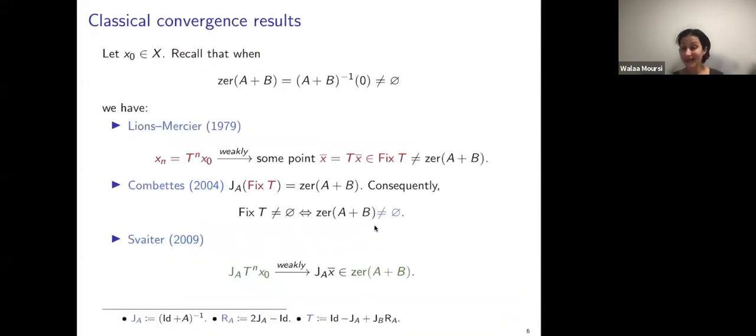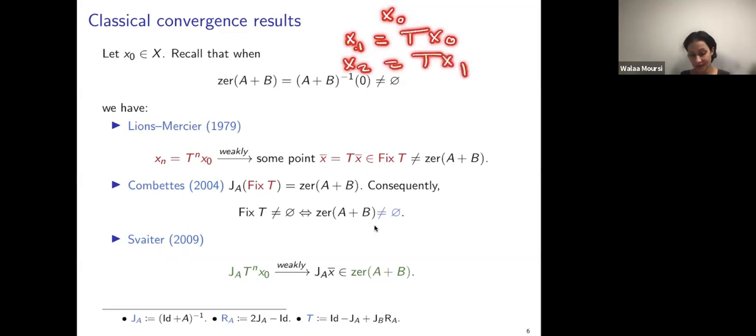So what is known? Classically, there is a very beautiful literature about the convergence analysis of the method, and it's very well known starting in 1979. So the method works as follows. This is the operator that I'm talking about. What happens is that we start with a starting point x0, and then we construct a sequence x1, x2, and so on by iterating T. So x1 would be T of x0, x2 would be T of x1, and so on. So we apply T recursively.